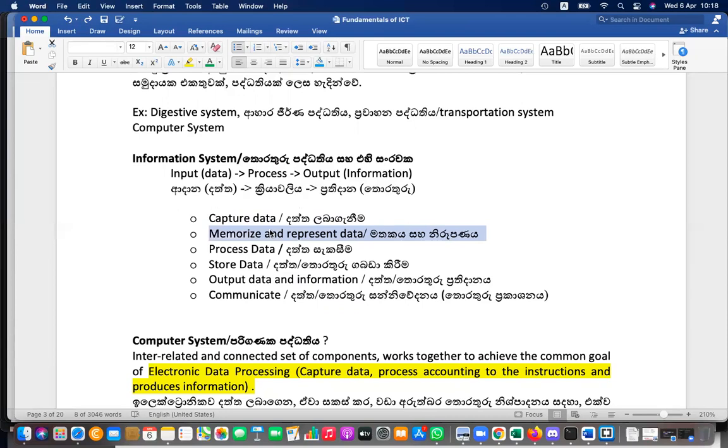Memorize and represent. You need memory, right? Main memory. You need a memory device. Process data. You need processing devices. Store data. Storage devices, or you can say secondary storage, because memorizing and storage are two things, right? Memorizing is a temporary process, but storage is a permanent process, right?